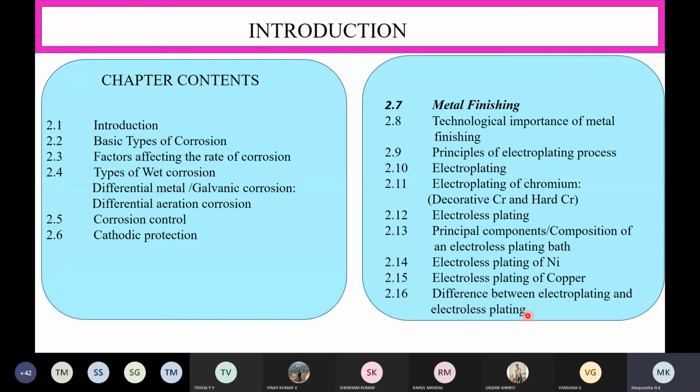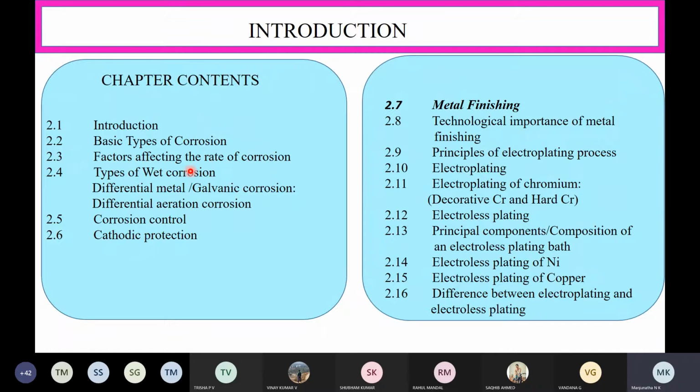So this is the syllabus included in module 2, that is corrosion and metal finishing. The first one is corrosion, the second one is metal finishing. Is it clear? In which, coming to the first one, corrosion science.